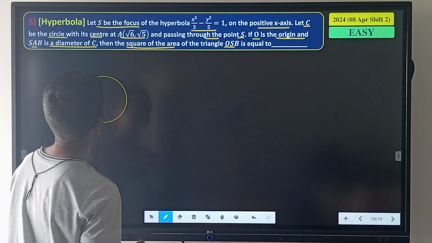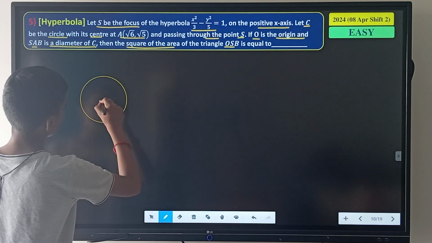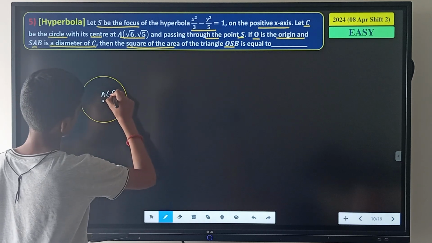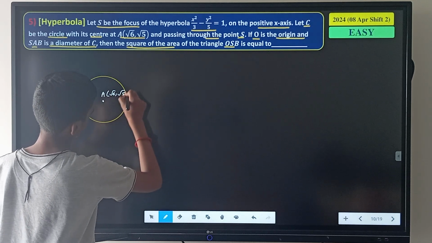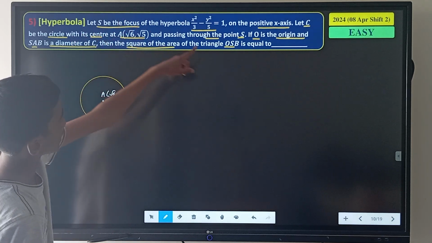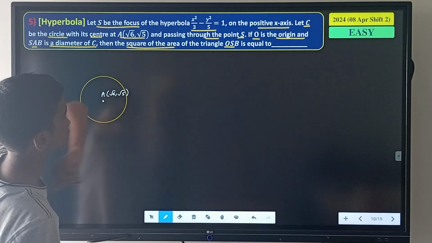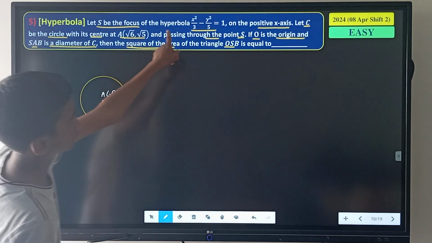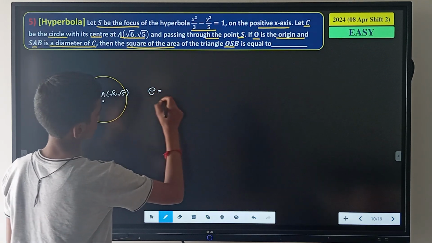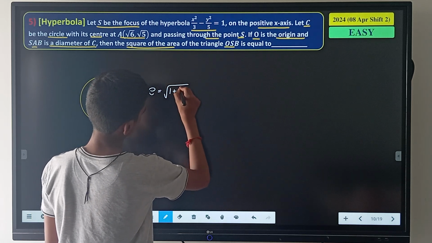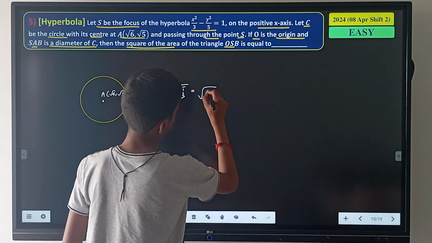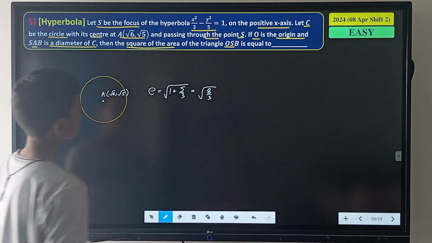Now here the center of this circle is A, (root 6, root 5). And our circle passes through the point S, and S is the focus of the hyperbola. So first, to find the focus, we will find the eccentricity. Eccentricity is equal to under root of 1 plus 5 upon 3, which is equal to under root of 8 upon 3.